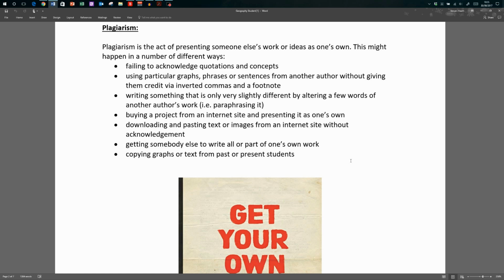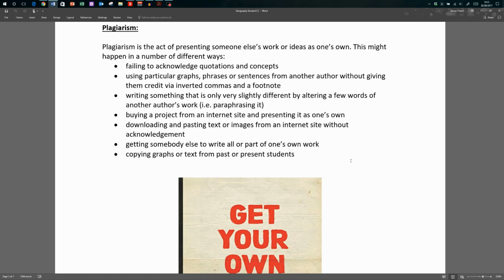Basically, it's taking somebody else's work or ideas and trying to represent it as your own. Now, it could be taking ideas from the internet, from a book. It could be even taking photos, another student's work, an old student's work, or even paying somebody else other than you to do this work. It's essential you don't do it.